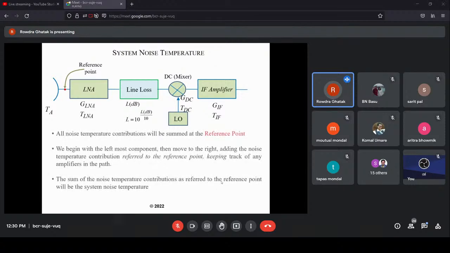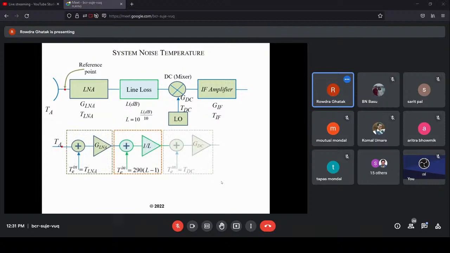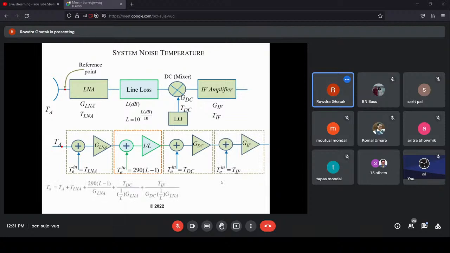Then after finding them, you calculate it yourself from the reference point. It's a very bookish way of doing so. You find the sum of the noise temperature contributions from the reference points, generally summed up for the LNA, for the cable connecting them, for the mixer, and for the IF amplifier, and you can get the system noise temperature considering the specifications provided in the part numbers for the individual components you are selecting from various manufacturers for developing the POC.